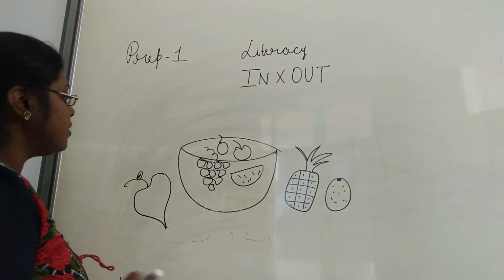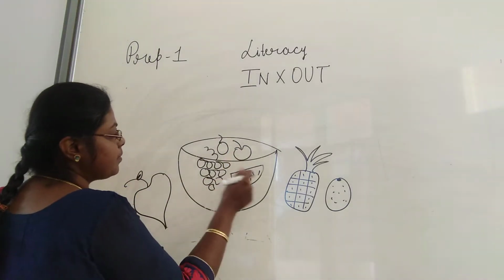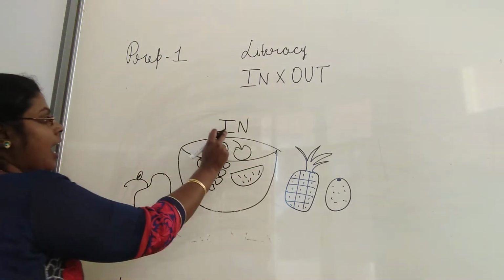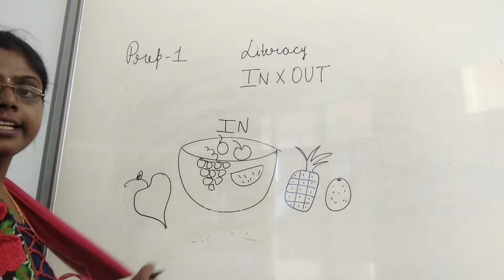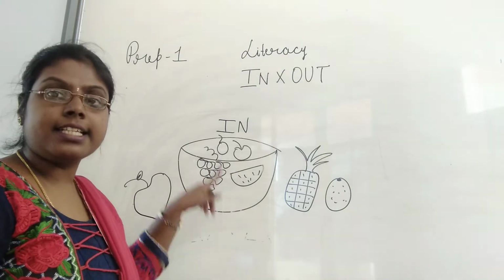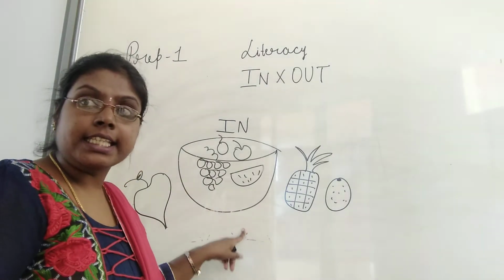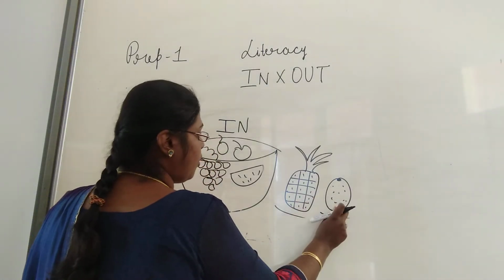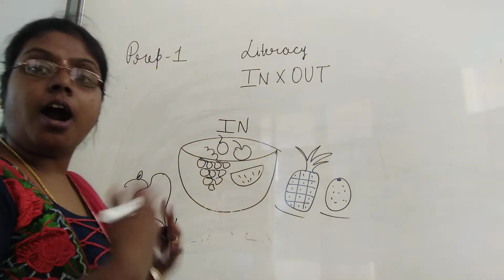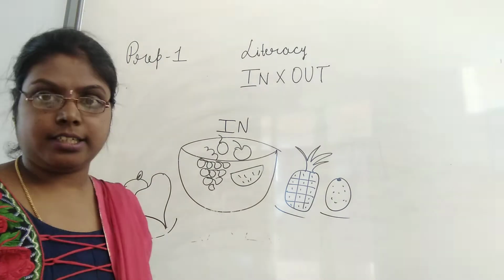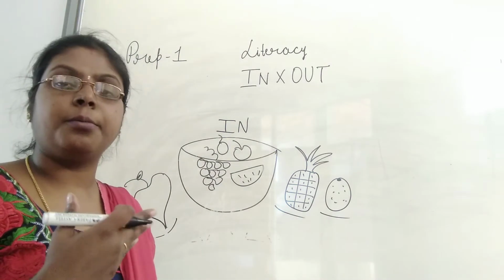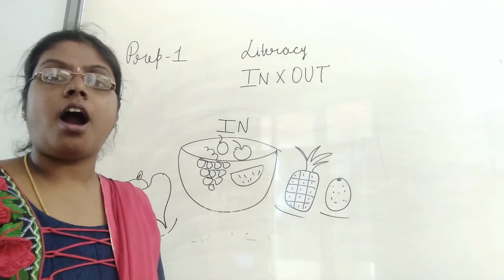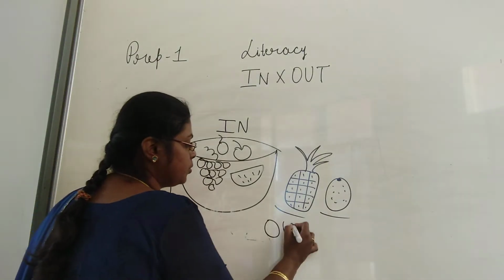Out. So these fruits, apple, grapes, watermelon and cherry are inside. In. I-N, in. So these fruits are in the basket, inside the basket. Now see, some fruits are outside the basket: pineapple, orange, mango. So yavde vastu basket aache, bag aache, box aache idre, that is out. Out. So, O, U, T.